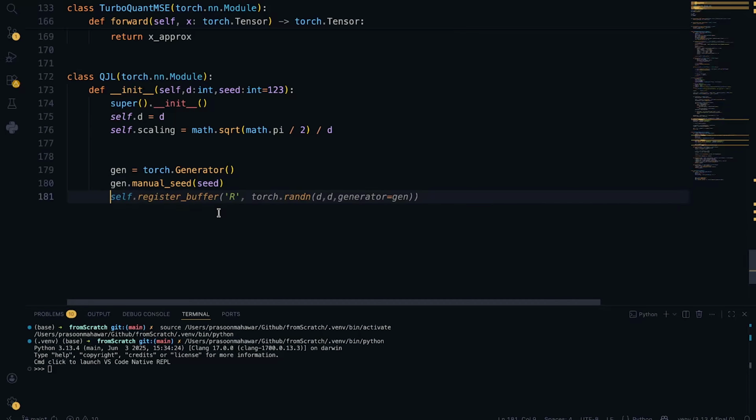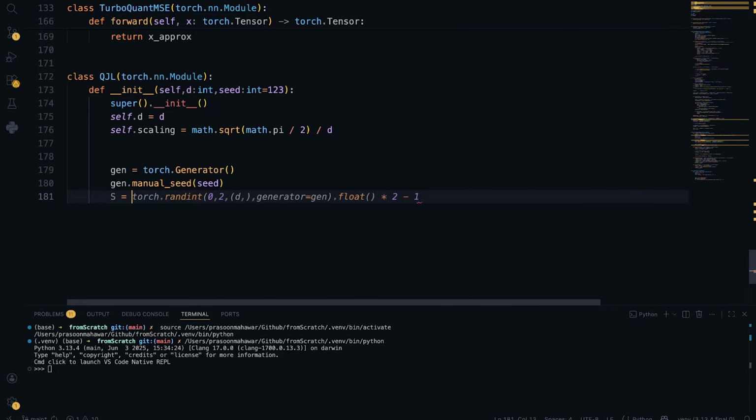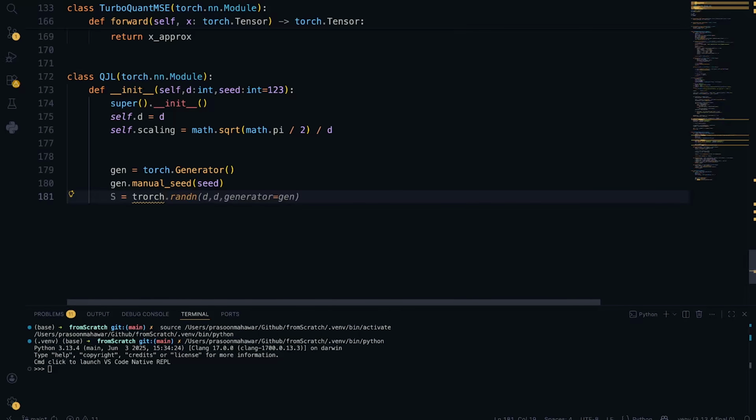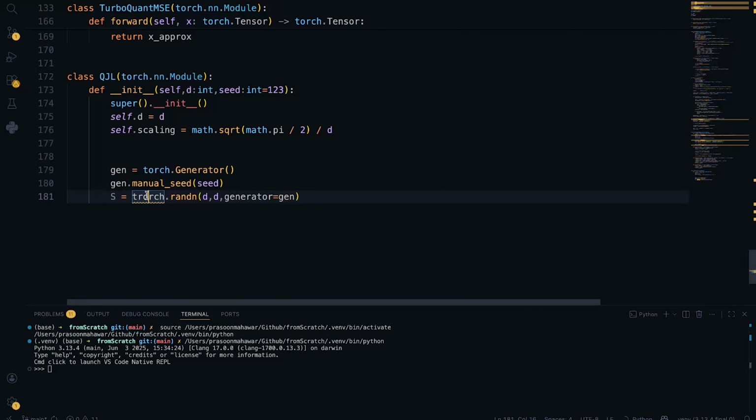Before that, let's store that matrix in a variable: torch.randn of d comma d, generator equals gen. I misspelled torch. And now we register it with self.register_buffer with s comma s.